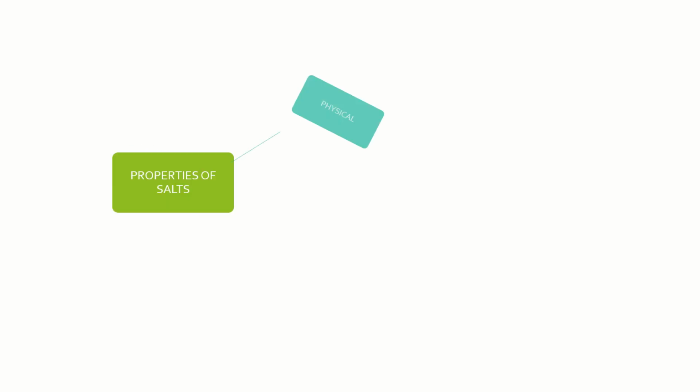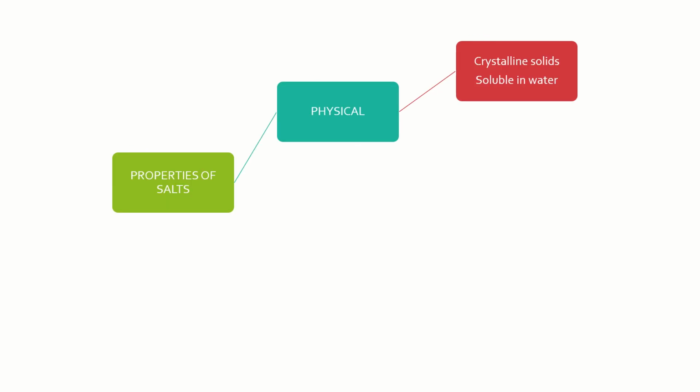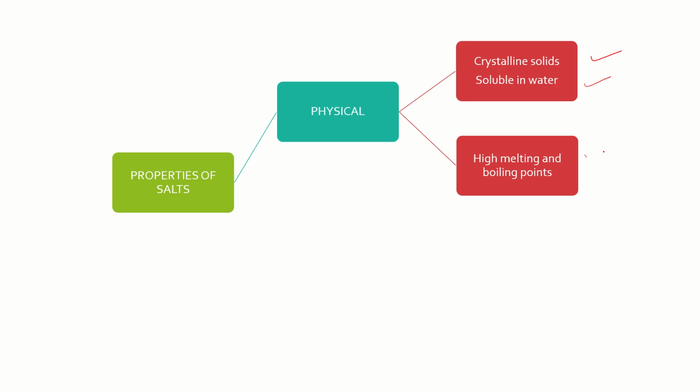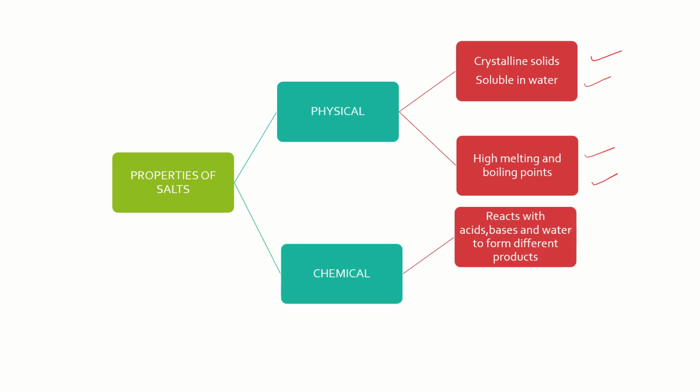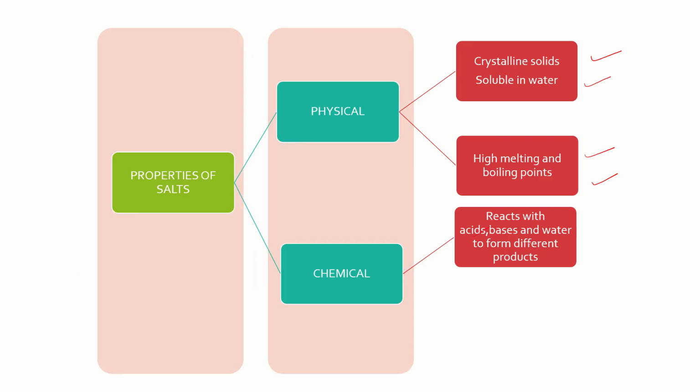Now we will see the properties of the salts. Physical properties: they are crystalline salts and they are soluble in water. They have a high melting point and high boiling point. The chemical properties: salts react with acids, bases and water to form different products. They also undergo hydrolysis and electrolysis.